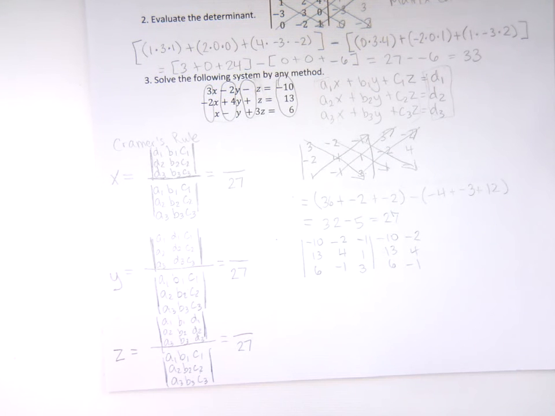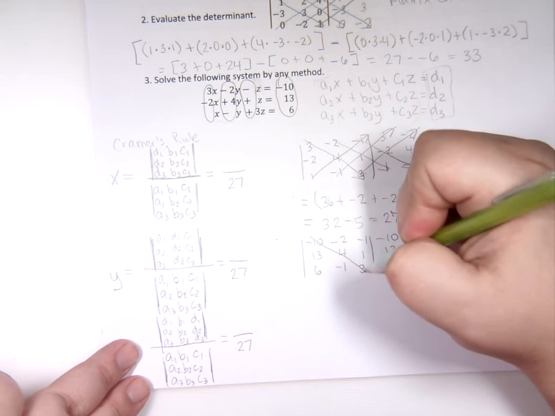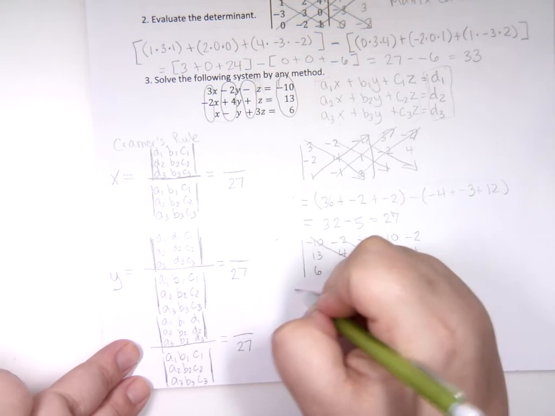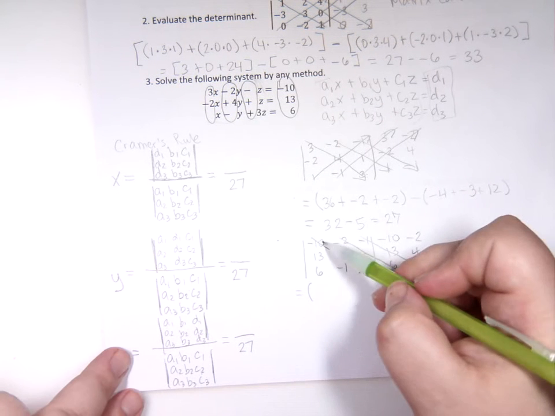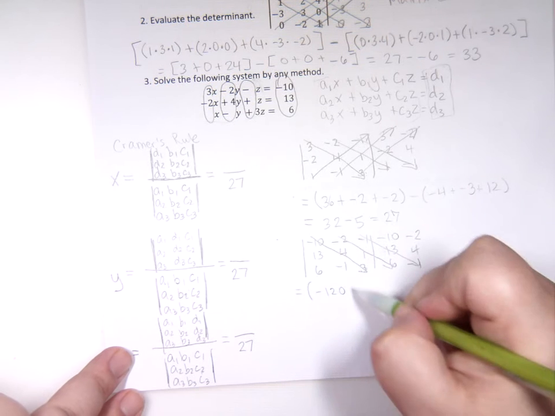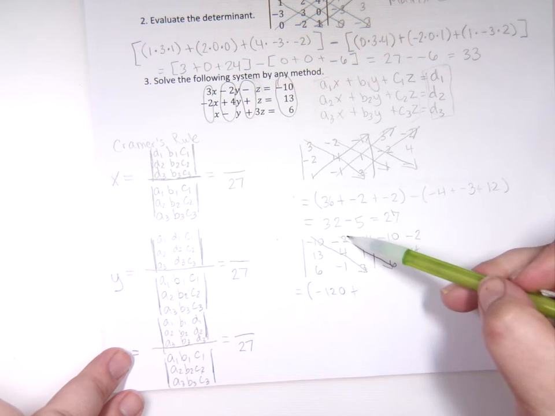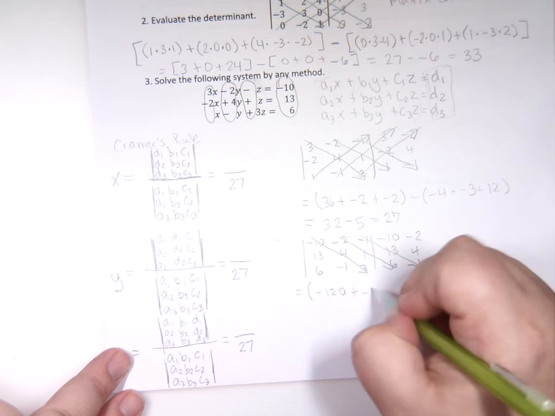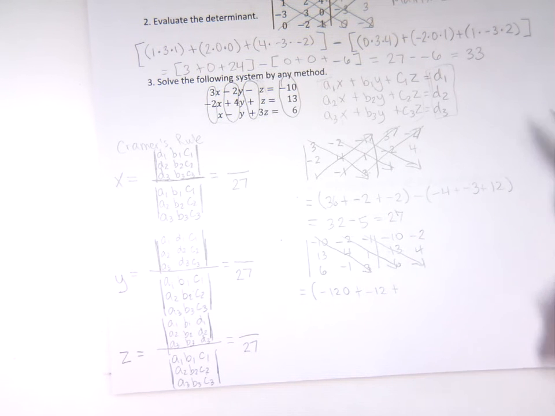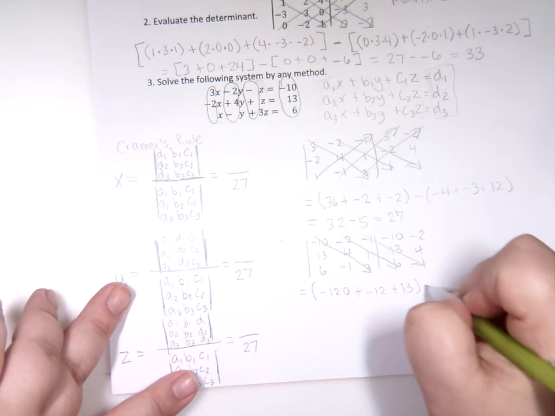And start multiplying. So we start in the top left and multiply down. So negative 10 times 4 times 3 is negative 120. And then negative 2 times 1 times 6 is negative 12. And then negative 1 times 13 times negative 1 is 13. Minus sign in the middle.